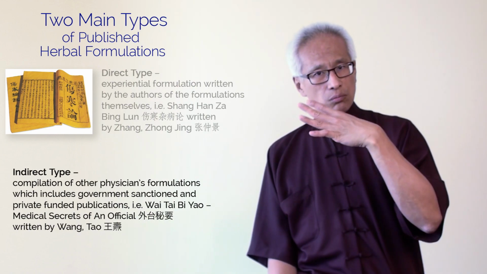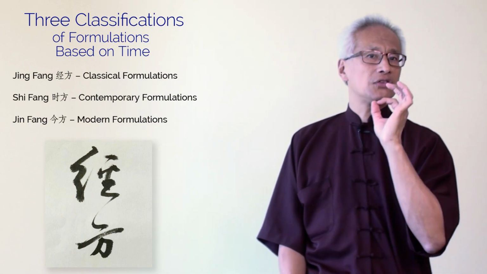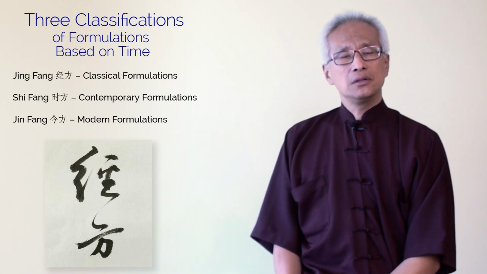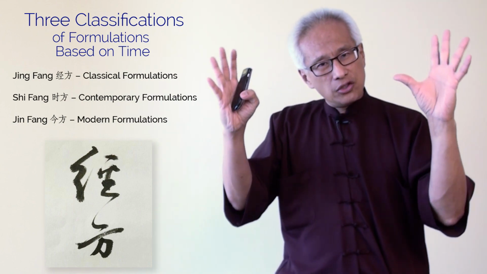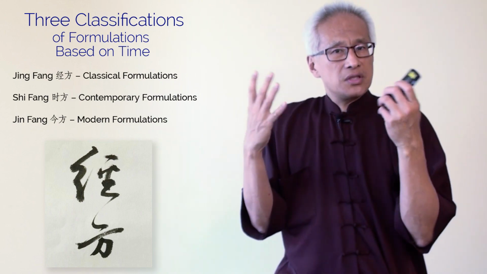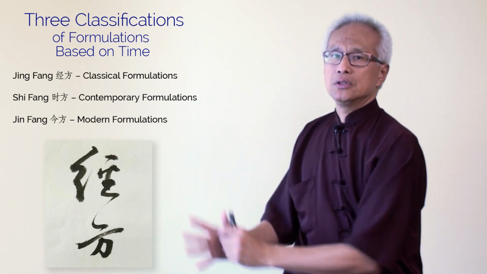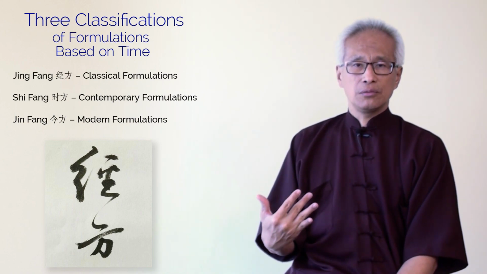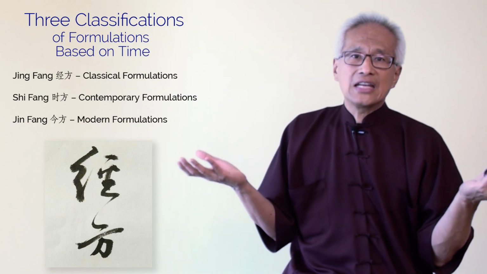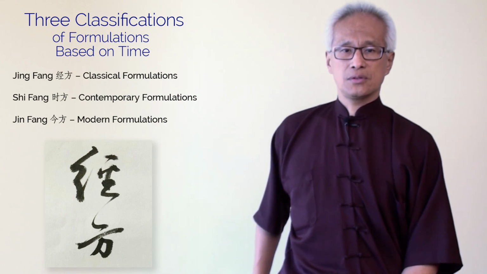And further, to give you more definition, there are three classifications of formulas based on time. So Jingfang, frequently we call that classical formulas. That's the earliest, most ancient formulas. The next would be Shifang, contemporary formulas. These are formulas that come after Shanghan Wenbing's formula. And then the third definition is Jingfang, which means modern formulation. These are mostly 1900s formulas to today. Okay, we call them modern formulas.